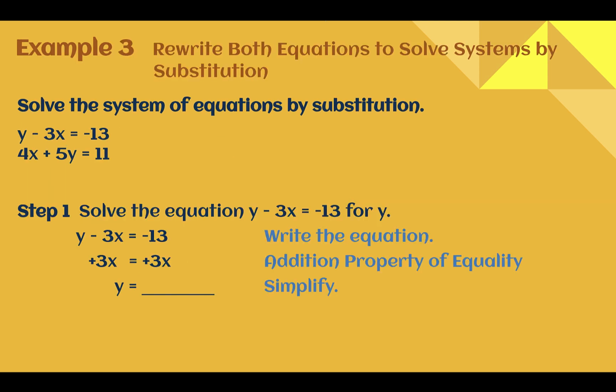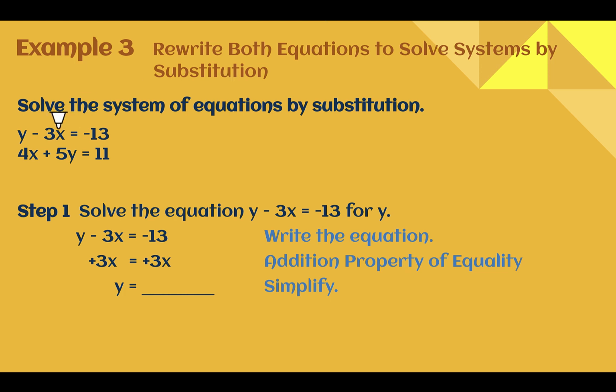Example 3. Rewrite both equations to solve systems by substitution. Solve the system of equations by substitution. We have y minus 3x equals negative 13, and 4x plus 5y equals 11. As I said in the previous example, it's going to be helpful for you to learn to see what the equations look like to decide which method is going to be easiest for you.